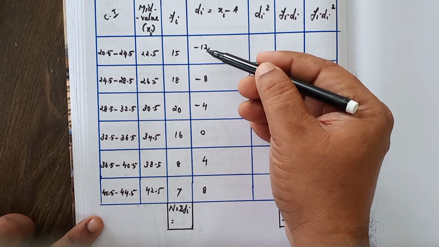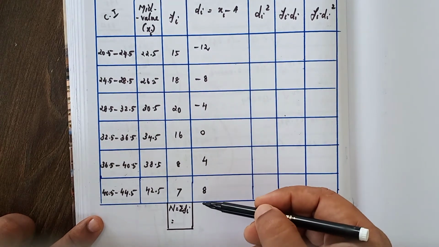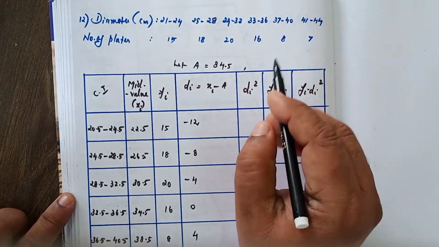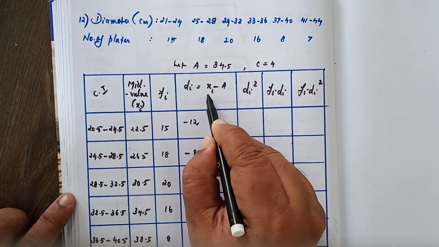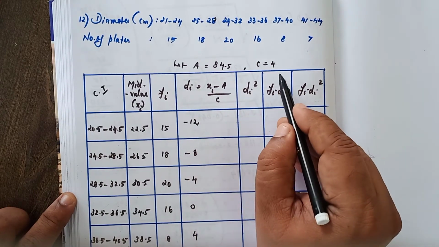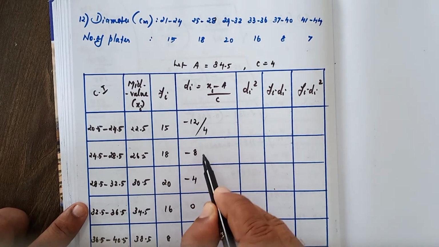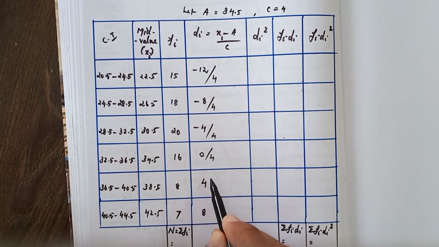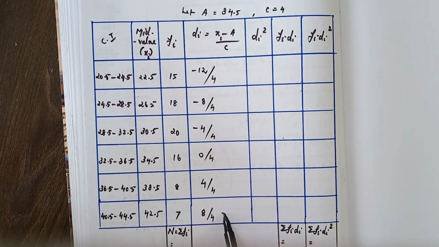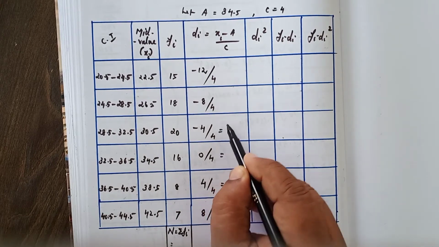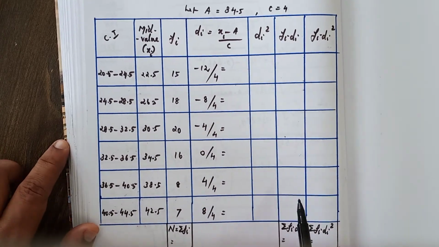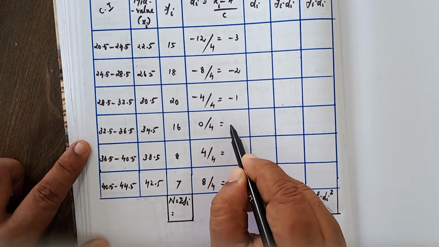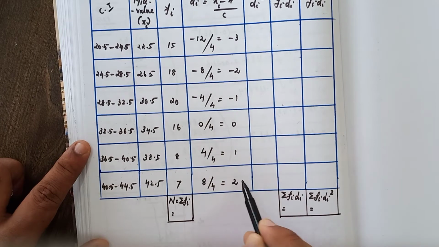Here, look at that, minus 12 to 8. Each and every number can be divided by 4 at the maximum. So consider C equal to 4, and divide by C. The C value is 4, right? So each and every number should be divided by 4. Minus 12 by 4 is minus 3, then minus 2, minus 1, 0 by anything is 0, 4 by 4 is 1, 8 by 4 is 2.